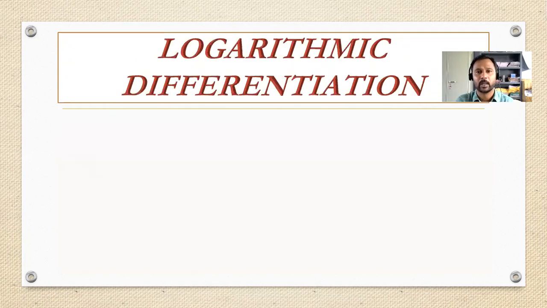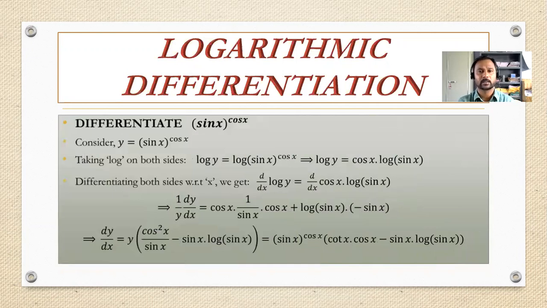Let us see one more problem in logarithmic differentiation. Differentiate sin x power cos x. This will be the question, okay? Differentiate. How will you think that logarithmic differentiation is to be applied? See, the function sin x power cos x is in the base-index form where both base and index are functions. So let us consider y is equal to sin x power cos x. Let us take a log on both sides. So log y is equal to log of sin x power cos x, which implies log y is equal to, applying the power rule of logarithm, the power comes in front, so cos x into log of sin x. Now let us differentiate both sides with respect to x.